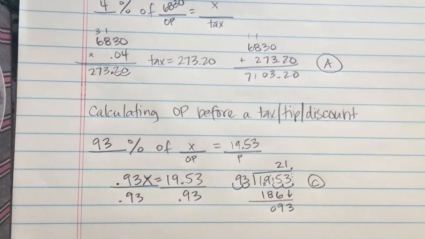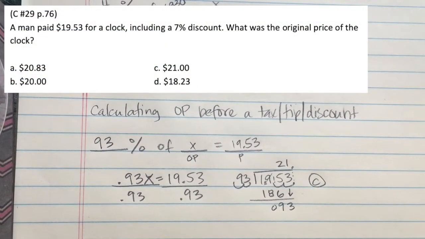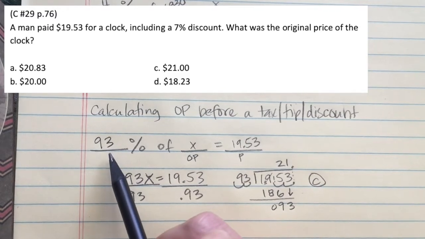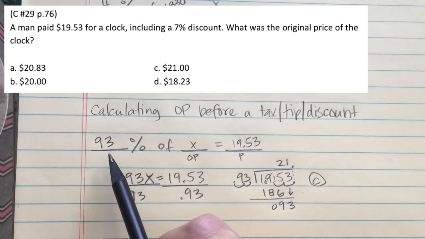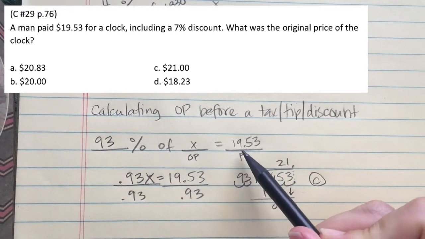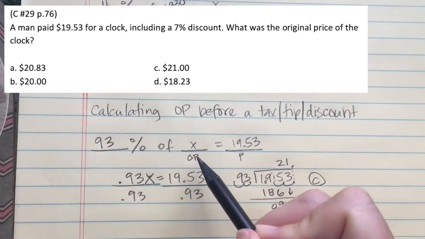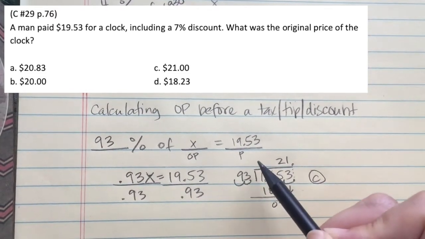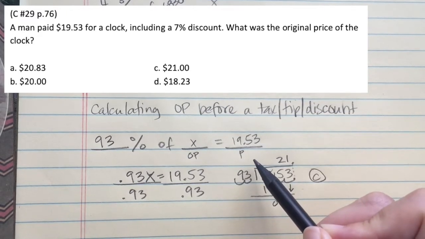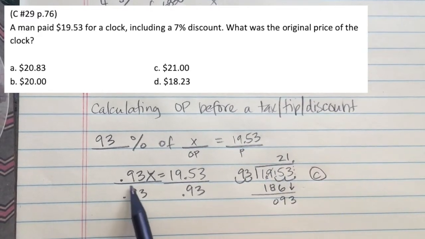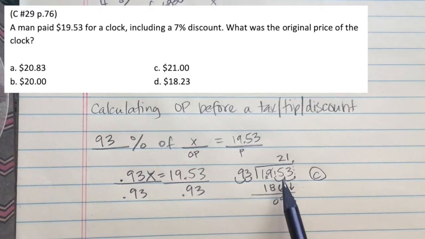All right, for this problem, we were working with a discount. My setup ended up being 93% of X equals $19.53. So I subtracted that 7% from 100, which got me my 93. Original price is what I was looking for, and the 1953, the price with the discount, always goes as the part. So then you set up your algebra and you end up doing 1953 divided by 0.93, which got you 21, and the answer is C.